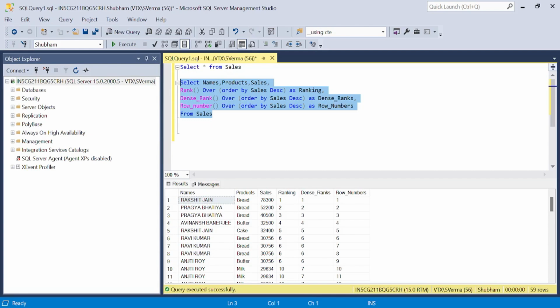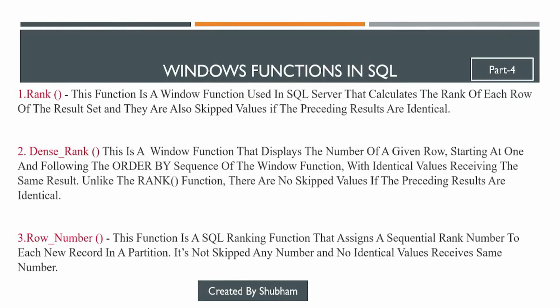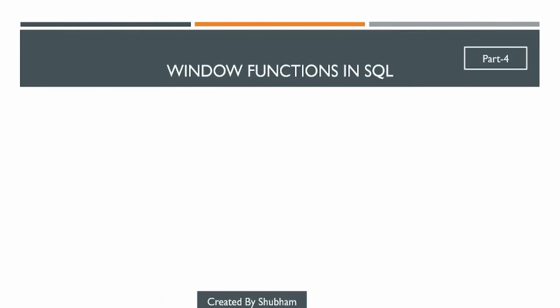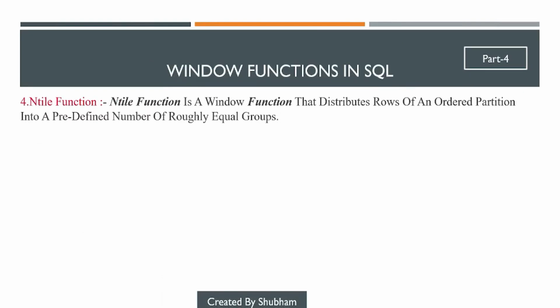And now let's jump into another window function. Our next window function is Ntile. The Ntile function is a window function that distributes the rows of an ordered partition into a predefined number of roughly equal groups. I know, guys, you are not clear with this definition. Once we see the practical, your doubt about the Ntile function will be clear. Basically, the Ntile function distributes the rows. So let's understand the practical and see how we can use the Ntile function in SQL.